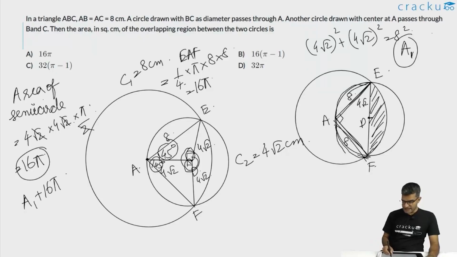From that, remove the area of this triangle EAF. What is the area of the triangle EAF? ED is 4 root 2, DF is 4 root 2.